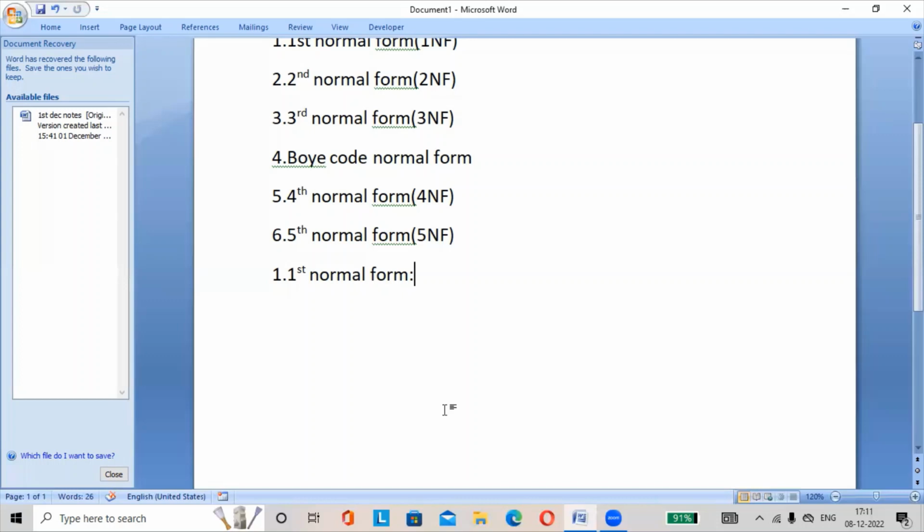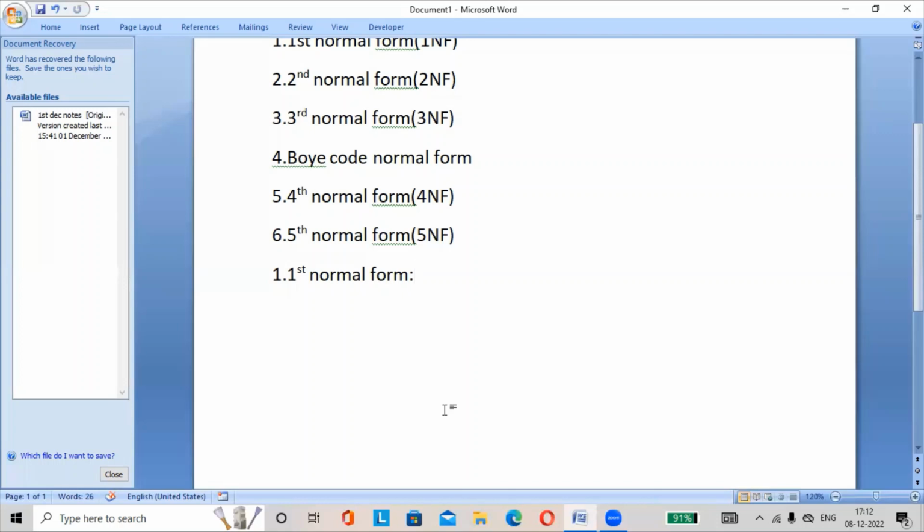Is it clear? Rule number 1. A student should have only one phone number. Atomic value means only one value. We can't add more than one value by keeping commas. If we add like that, it does not satisfy the first normal form. That is rule number 1.